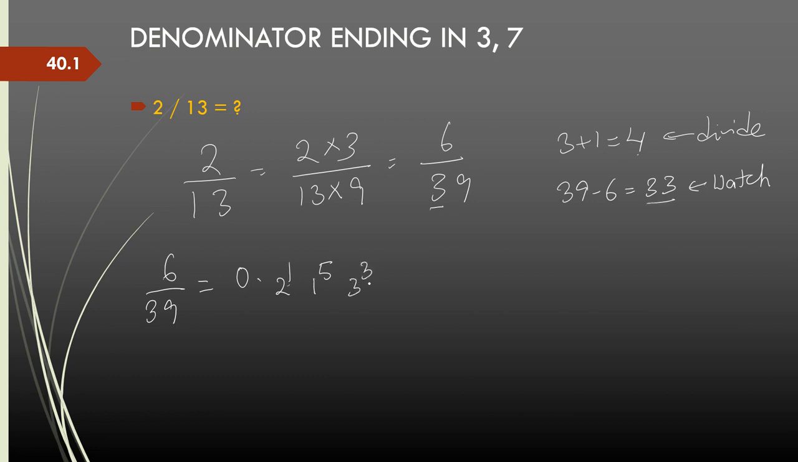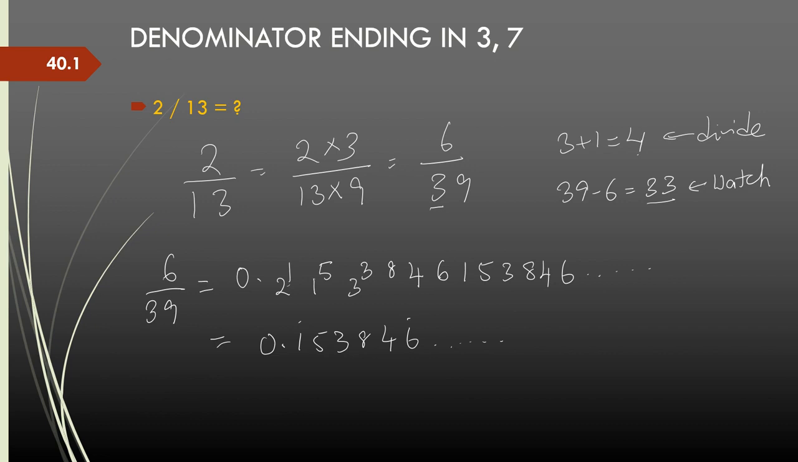Now I see I got 33 in the process, which means the next 3 digits will be 9 minus each of these digits. So the next digit is 9 minus 1, 8, then 9 minus 5, 4, and 9 minus 3, 6. And then the whole set of digits 1, 5, 3, 8, 4, 6 will repeat, and this will continue. So the answer is 0.153846 repeating. So from 1 to 6 will repeat there. So this is how we can easily resolve 2 by 13 into its decimal form.